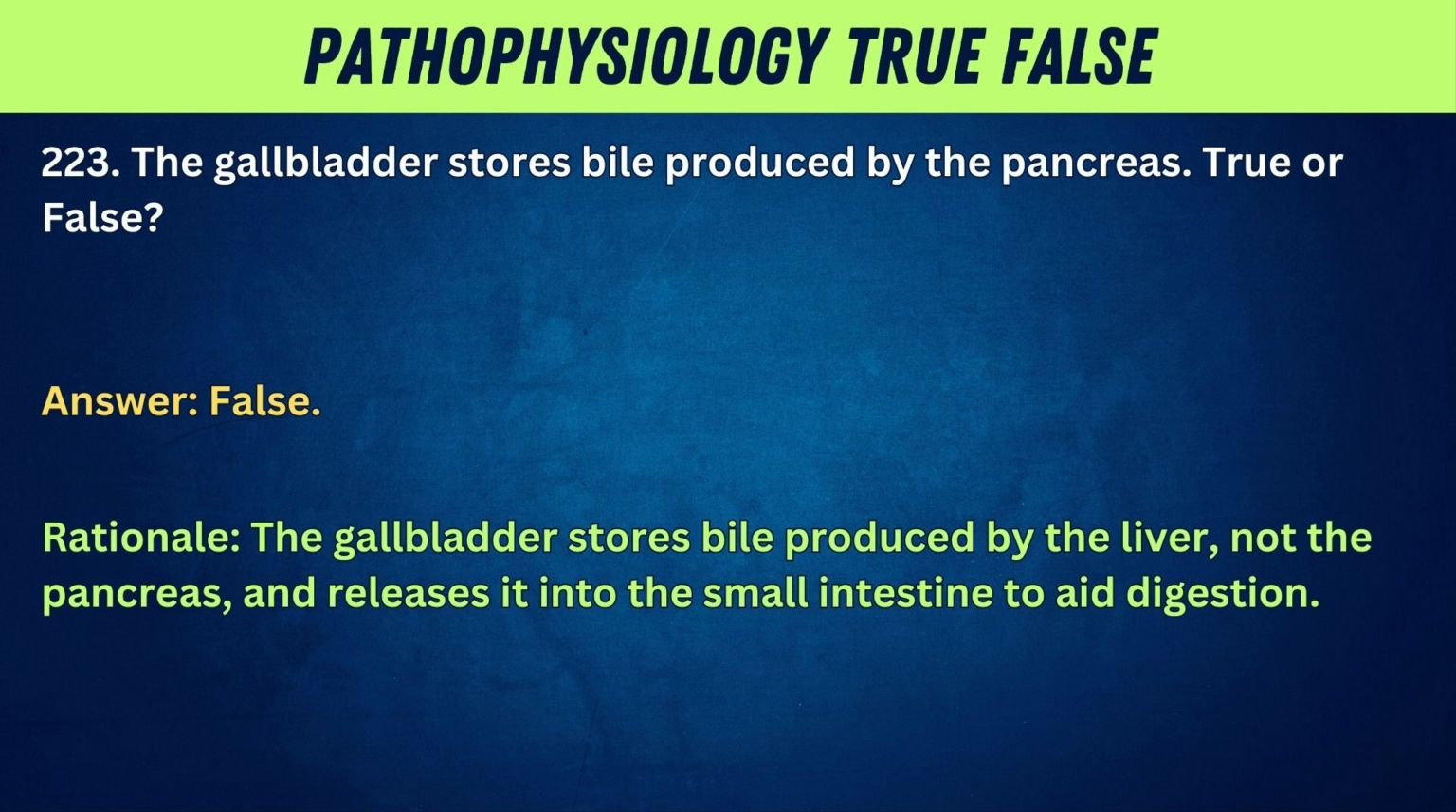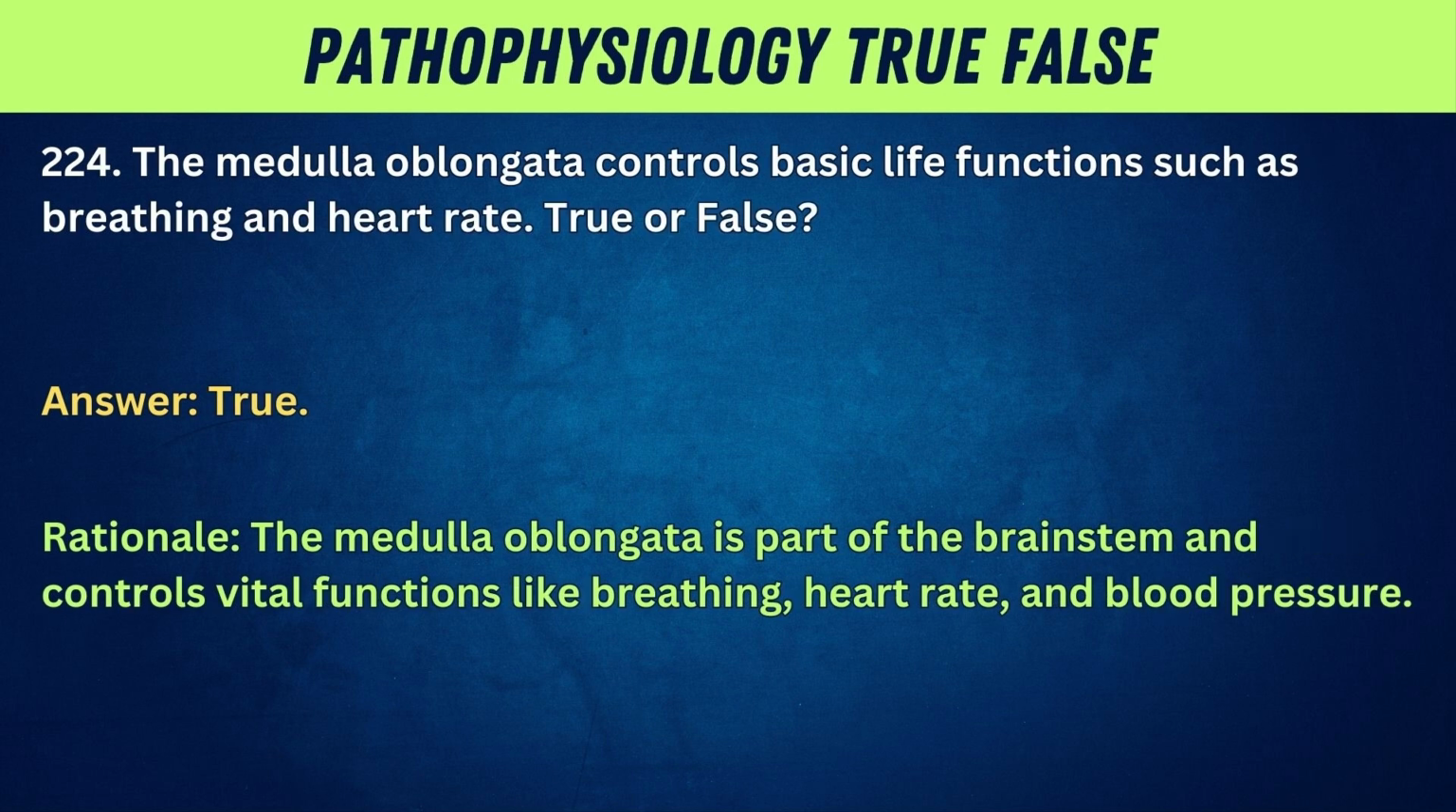223. The gallbladder stores bile produced by the pancreas. True or false? Answer: false. Rationale: the gallbladder stores bile produced by the liver, not the pancreas, and releases it into the small intestine to aid digestion. 224. The medulla oblongata controls basic life functions such as breathing and heart rate.